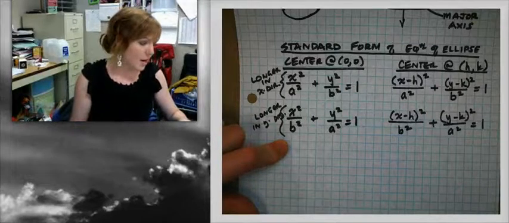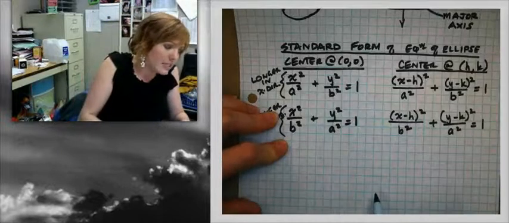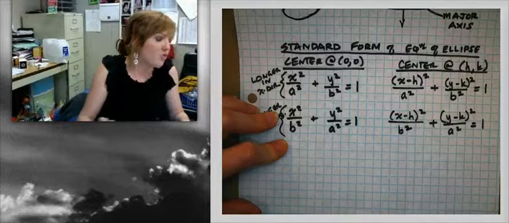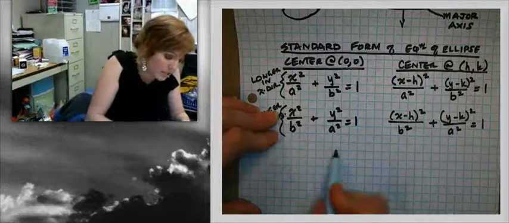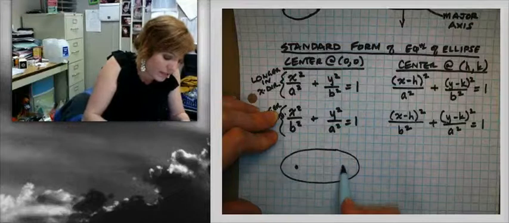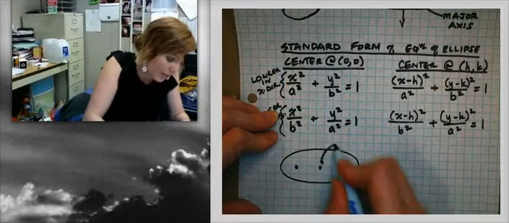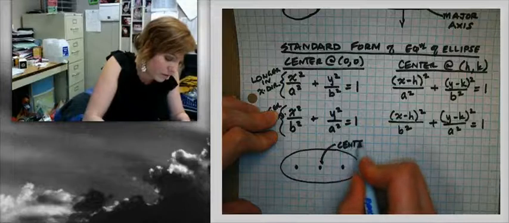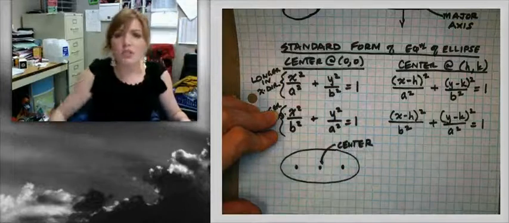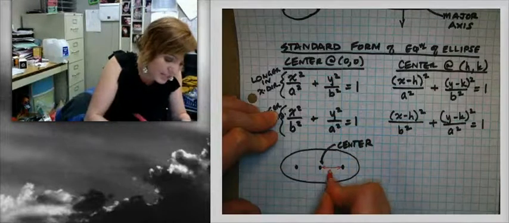Okay? One last piece of information is the distance from each focus to the center of the ellipse. Okay, so let me draw an ellipse down here. So again, these are the foci, and let's say that the center of this ellipse is right here. Okay, so we need to know how to find this distance. Okay, and we're going to call that c.